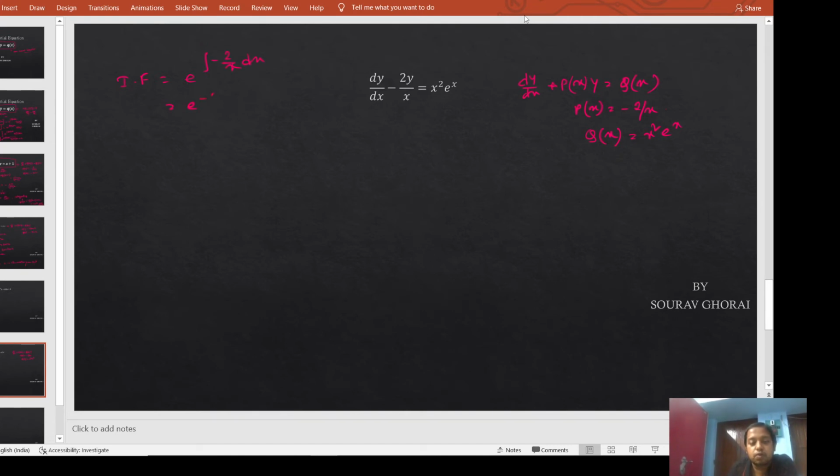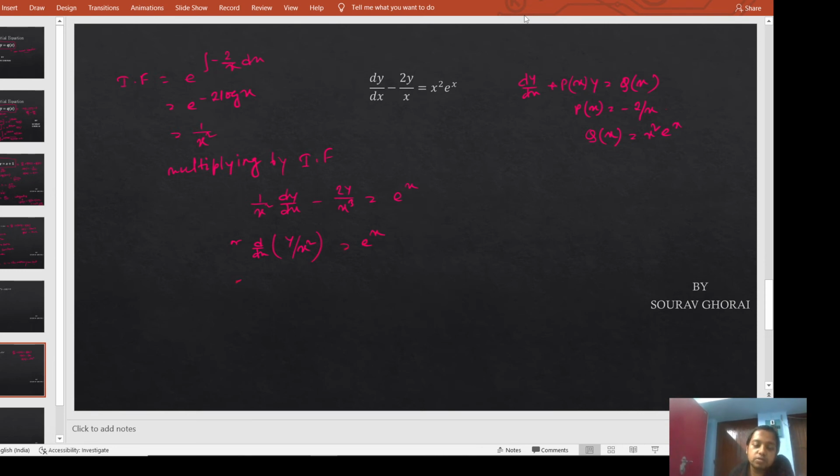So it will be e to the power minus 2 log x, which is 1 by x². Now, multiplying by the integrating factor, what do we get? That is 1 by x² dy/dx minus 2y by x³ is equal to e to the power x. And in the left hand side, we will get d/dx of y by x² is equal to e to the power x.